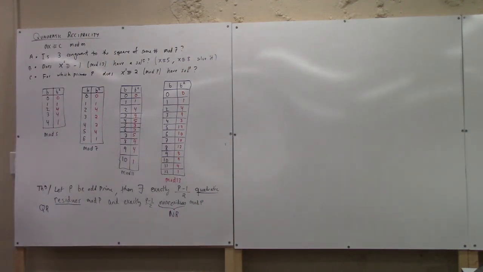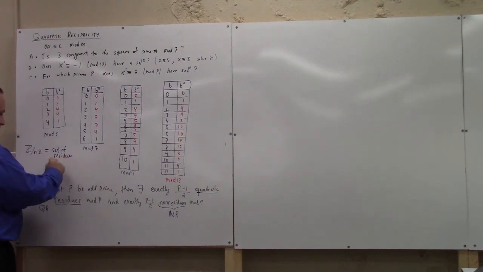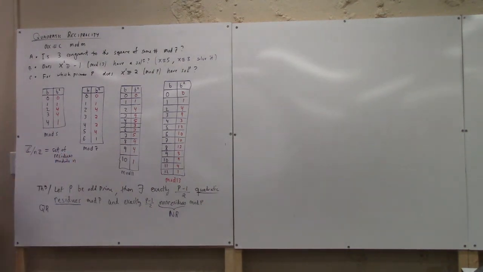But the thing is, guys, if we look at Z mod NZ, this is the set of residues modulo N. That's another language for it. The residues are actually the remainders. So when we say a quadratic residue, we're talking about the remainder of a square.